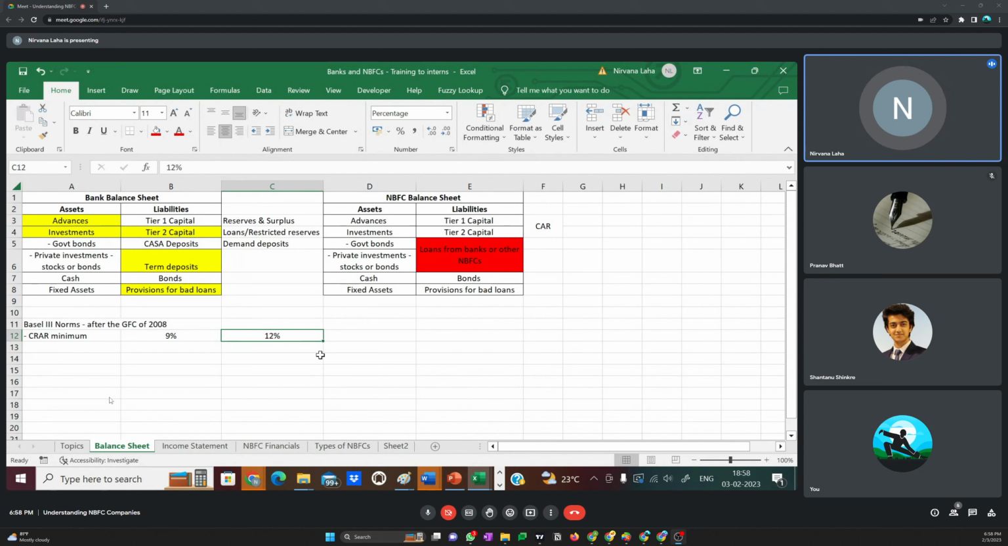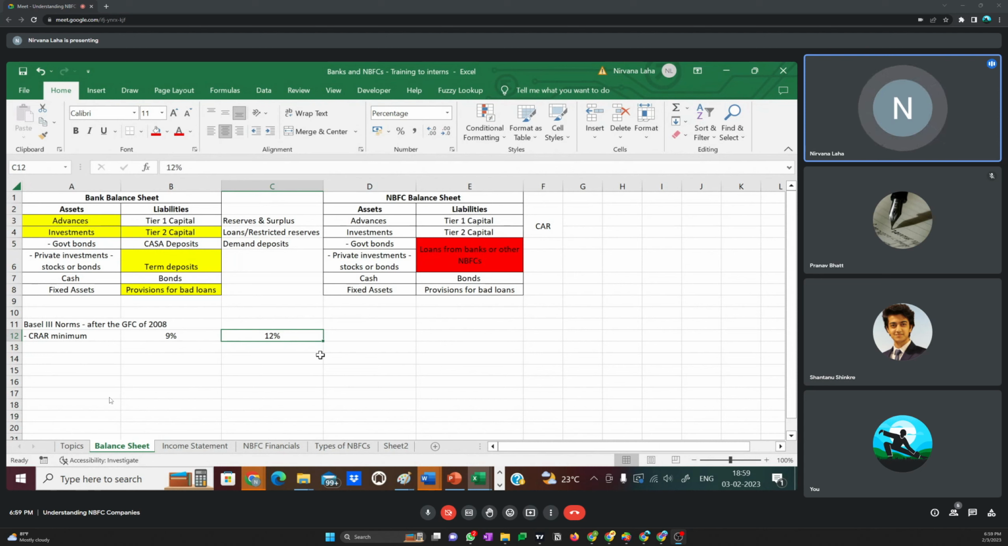NBFCs over time have specialized in different areas. So some are gold loan NBFCs, they only give out gold loans. Some are housing finance companies, they only give out housing finance. So they have over time developed great expertise in very narrow areas, and there they have brought in all kinds of technology and data driven insights.